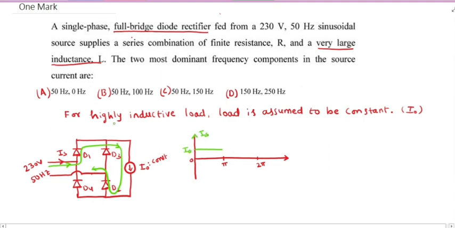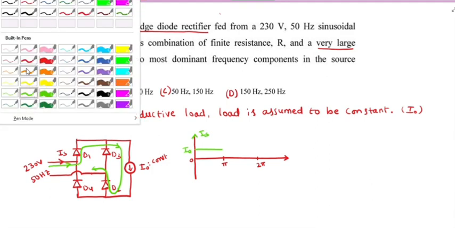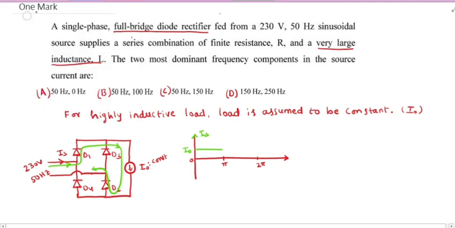Now for negative half cycle, which diodes will be in conduction? Diodes D3 as well as D4 will be in conduction. From pi to 2 pi it is the negative half cycle. Now how is the current flow? Negative half cycle means this is minus, this is plus. So the current flow will be like this: D3, then load, then D4. Now if you see the actual current flow and reference direction, both are in opposite direction.